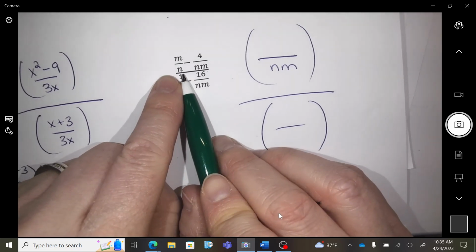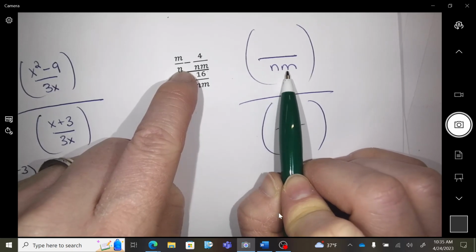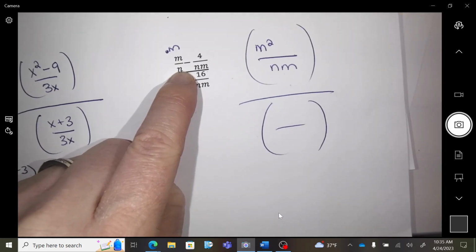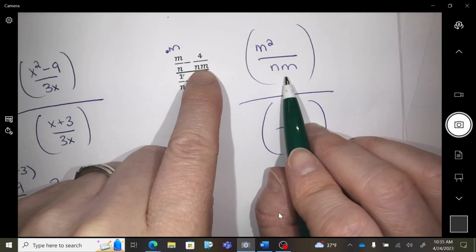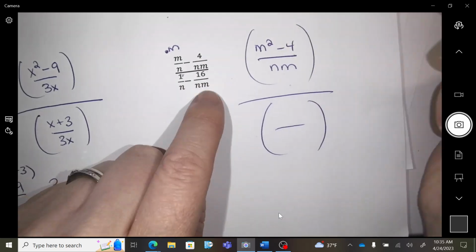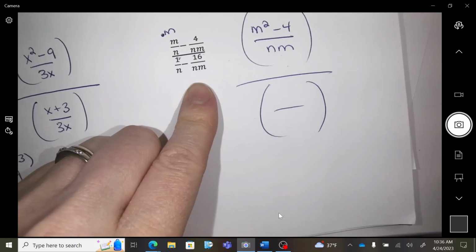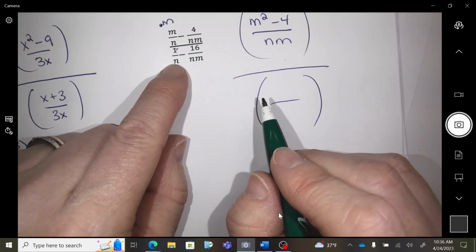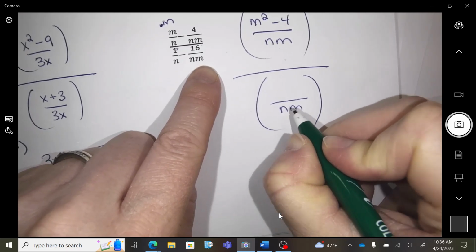So what did I do to this variable on the bottom? I times it by an M. So I would times the top by an M, making M squared. What did you do to the bottom of the second unit? Nothing. So do nothing to the top. Okay, now I'm tackling everything down here. So this is an N, this is an NM, so I need an NM again.